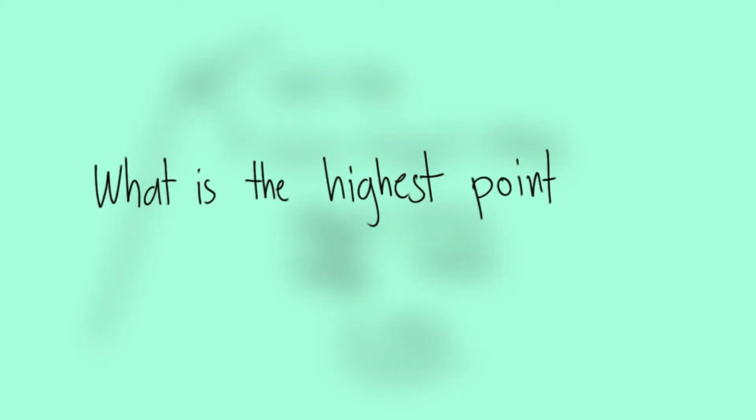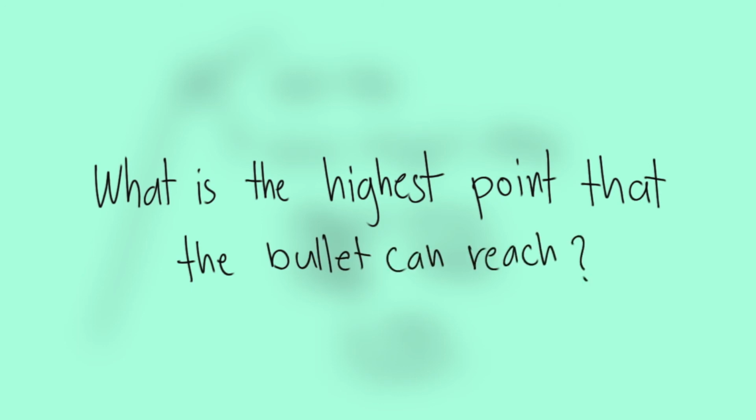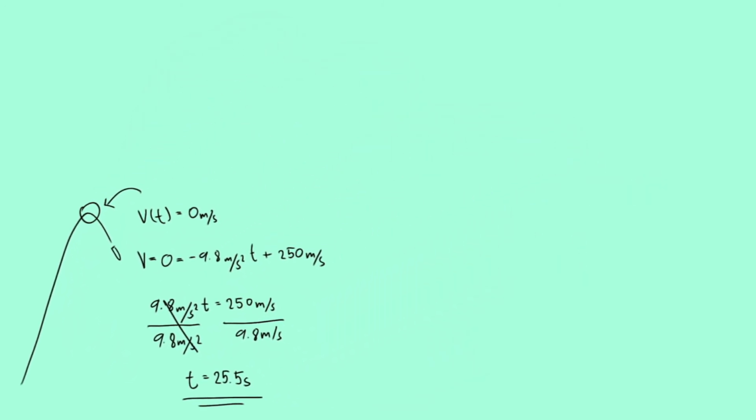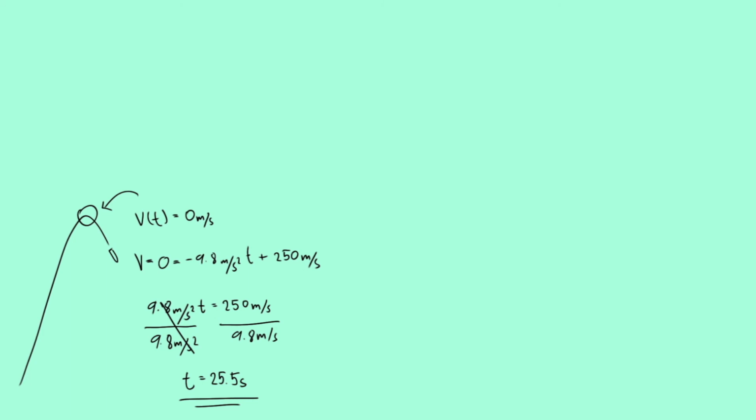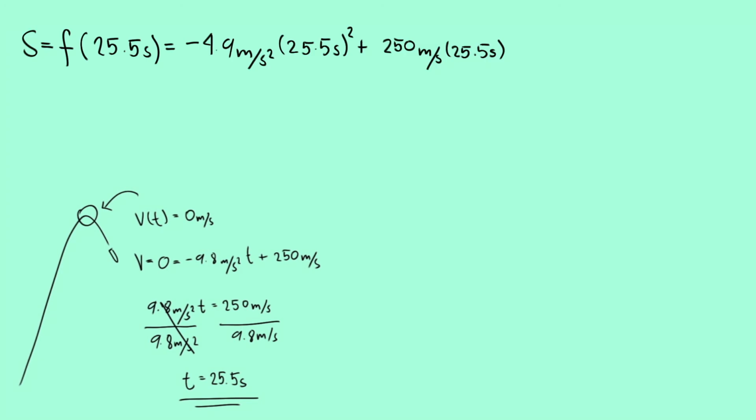Now, what is the highest point that the bullet can reach? Now that we have the value of t when it reaches the highest point, we can now solve for the total height that the bullet can reach. We will use the value of t in the equation of the displacement, which is now negative 4.9 times 25.5 squared plus 250 times 25.5.